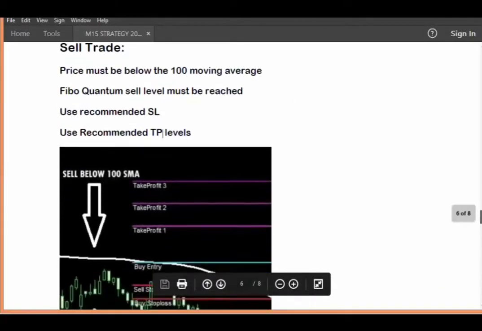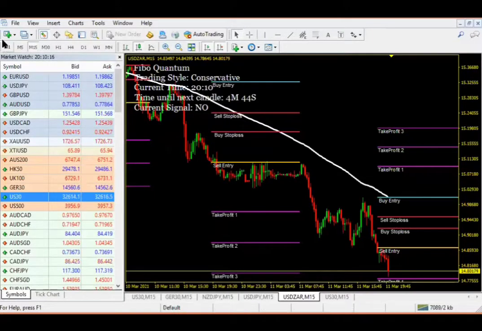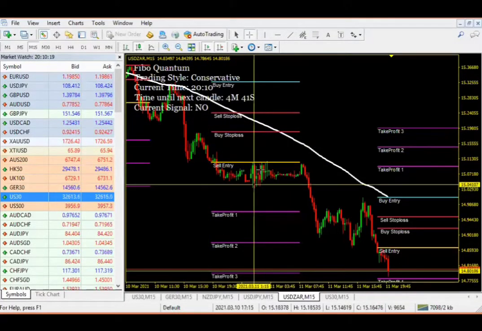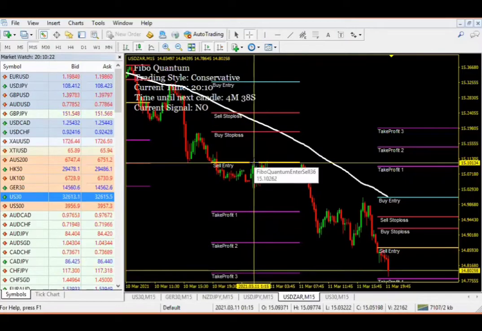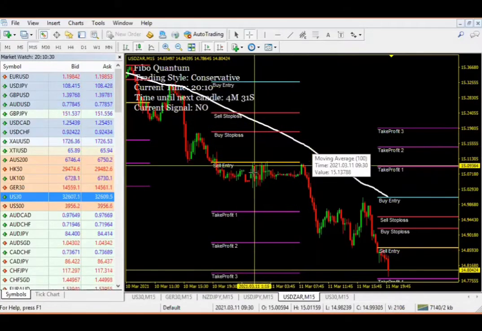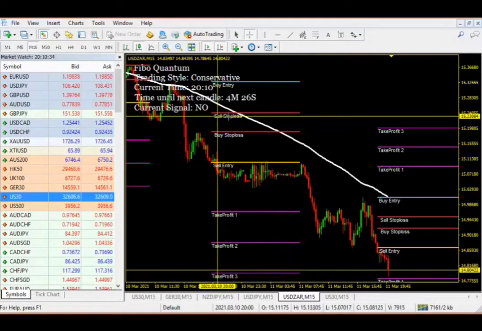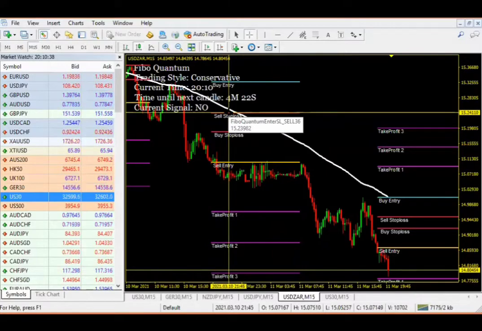Below the 100, you take the trade when the sell entry is reached right there. The price must be below the 100-period moving average, and then the sell price level must be breached. Then you can use the stop loss and the take profit. For this particular day, the market did break the sell price level, and it was beneath the 100-period moving average. Then you put your stop loss where it says sell stop loss, that level there.